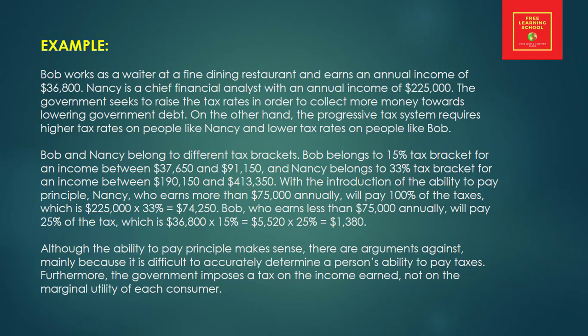Although the ability to pay principle makes sense, there are arguments against it, mainly because it is difficult to accurately determine a person's ability to pay taxes. Furthermore, the government imposes a tax on the income earned, not on the marginal utility of each consumer.